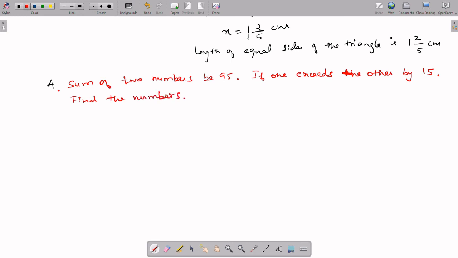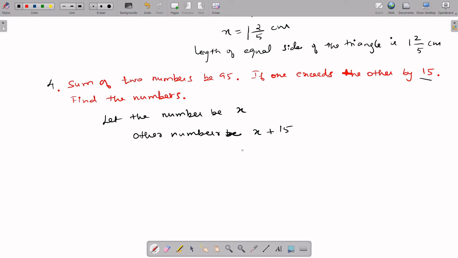Let the number be x. So, solution. We have to write the solution. Let the number be x. And what is given? One number exceeds the other by 15. So what is the other number? The other number exceeds the first number by 15, so x plus 15 is your other number.